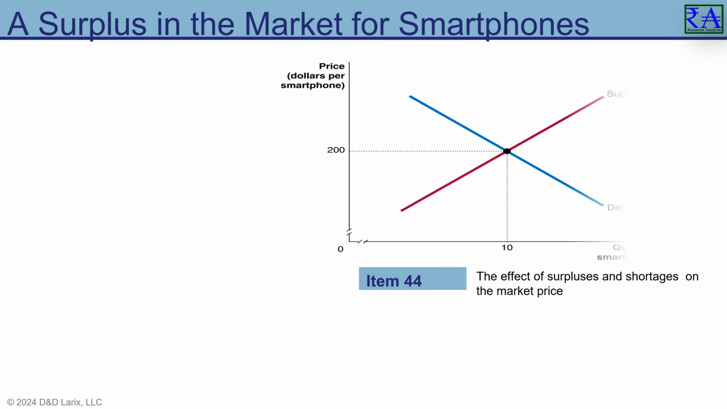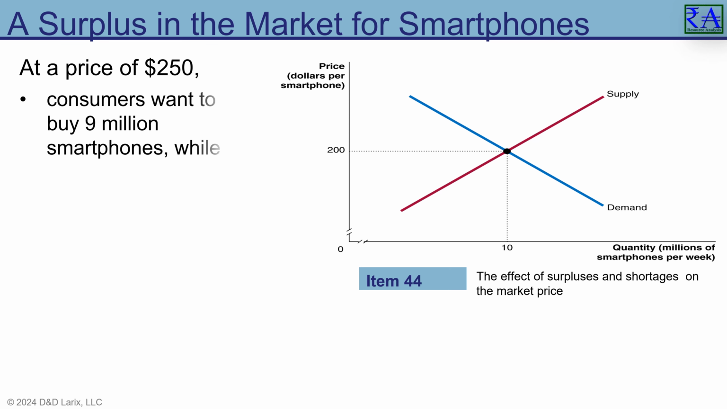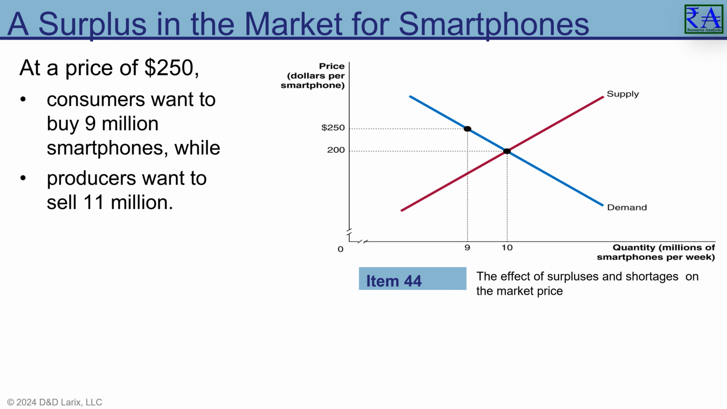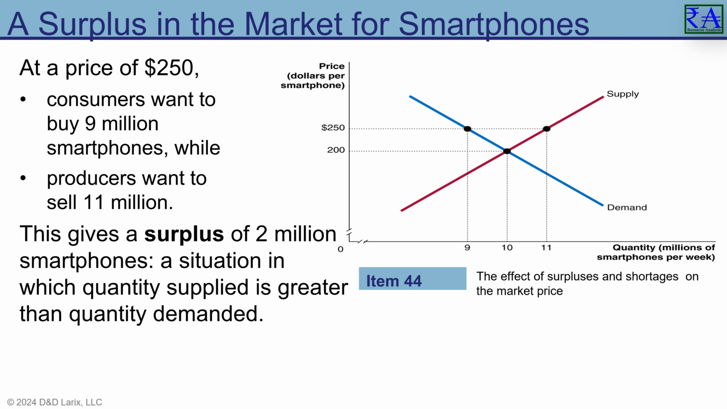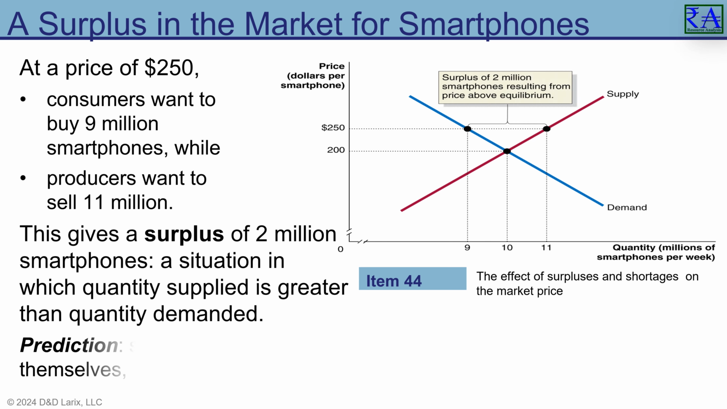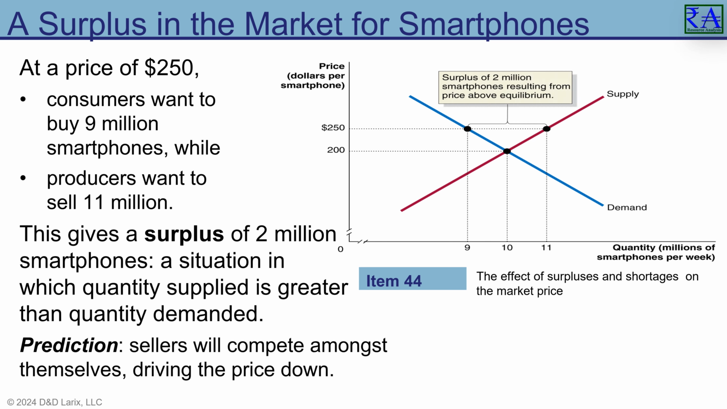A surplus is a situation in which the quantity supplied is greater than the quantity demanded. When there is a surplus, firms have unsold goods piling up, which gives them an incentive to increase their sales by cutting the price. Cutting the price will simultaneously increase the quantity demanded and decrease the quantity supplied. Equilibrium will eventually be achieved.